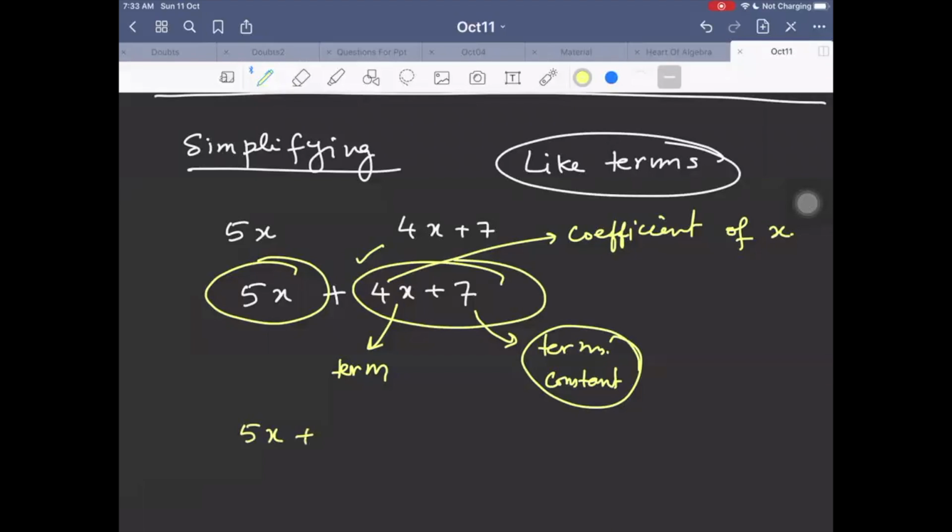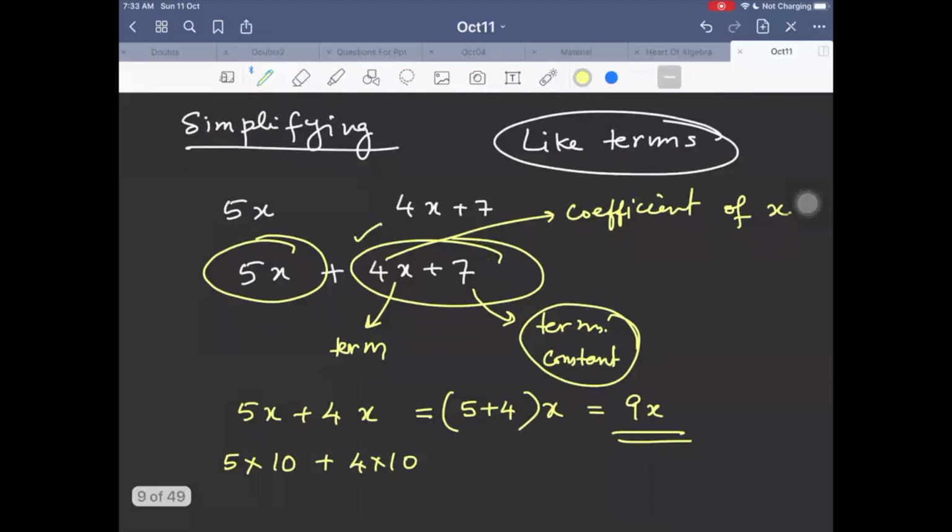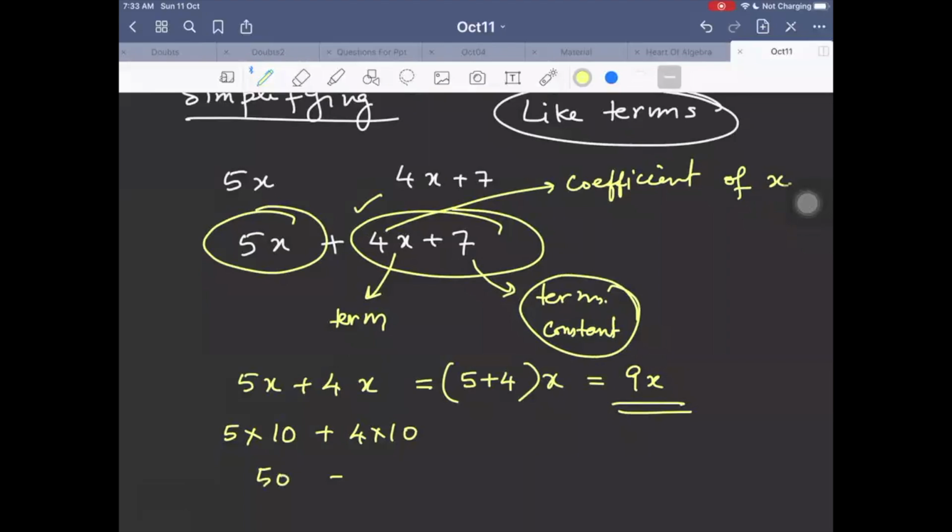5x plus 4x. Okay, I'm going to use the distributive property. If I take x outside, it will be 5 plus 4 times x, which is 9x. Right? Just like you can do this math, 5 into 10 plus 4 into 10, that is 50 plus 40, which is simply 90, right? Is this all right? Cool.